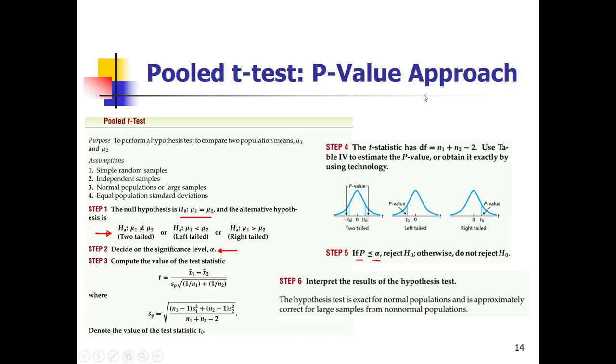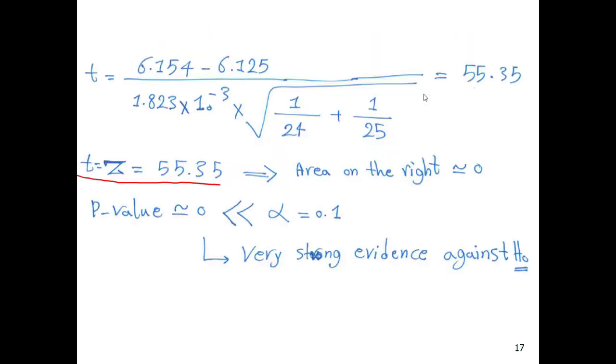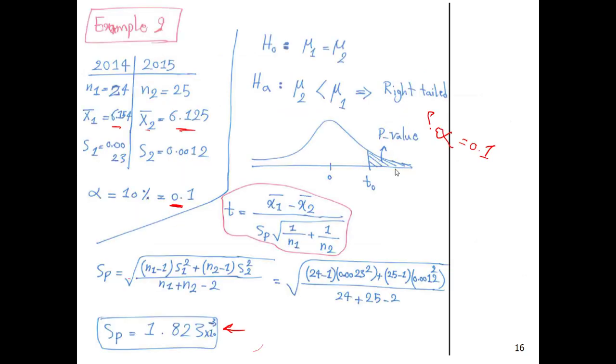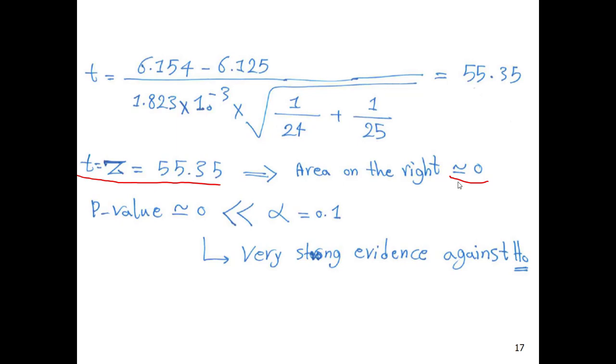So that's why in this part I have written that the area on the right of this z is almost 0. This area here gives me my p-value. My z is 55, and the area on the right of z based on the table is almost 0. So this area, which is my p-value, is almost 0. So now I have to compare my p-value with alpha. Alpha is 0.1.